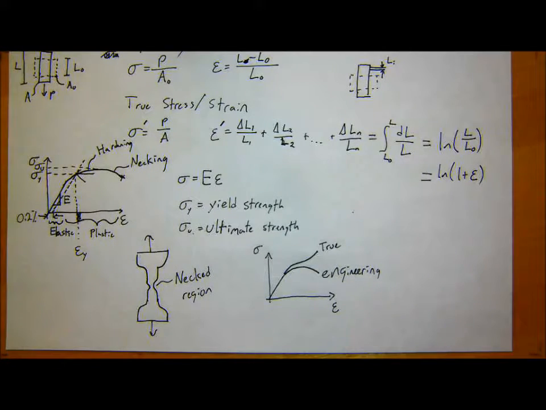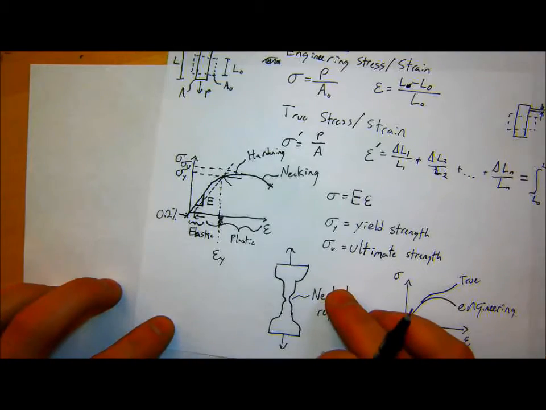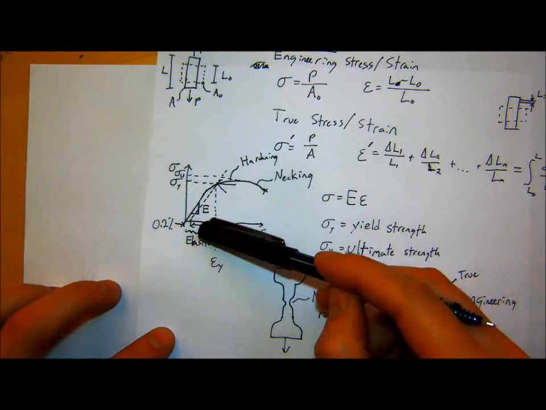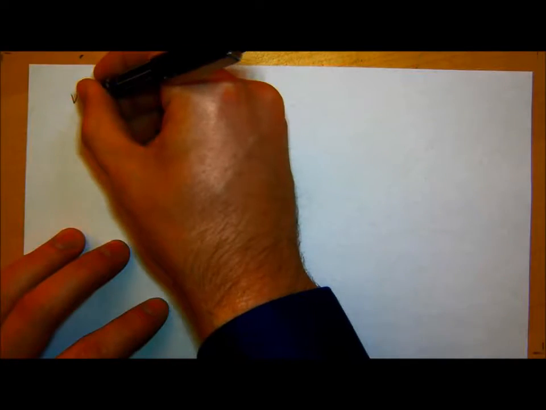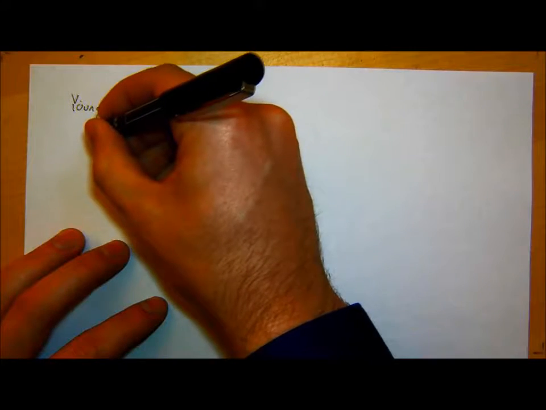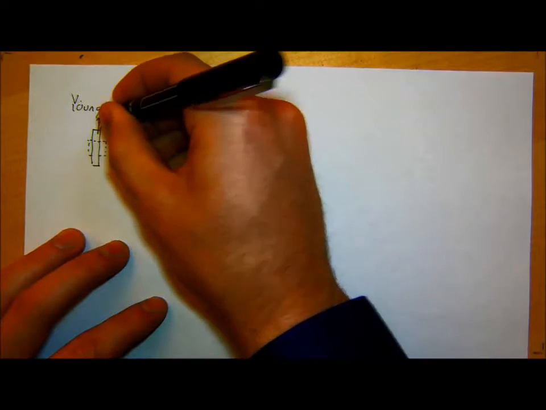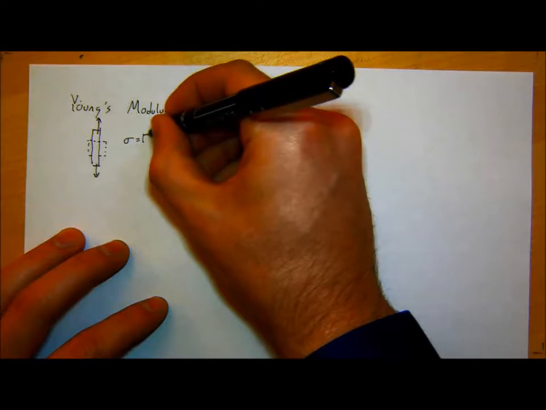There's a couple other things we can define. Let's pull out more paper. So here, in that linear elastic regime, we had our Young's modulus. Let's pull this paper back over. So the slope in a uniaxial tension curve is our Young's modulus. So Young's modulus comes from our uniaxial tension test. This is very exaggerated. So it's the slope of our stress versus strain.